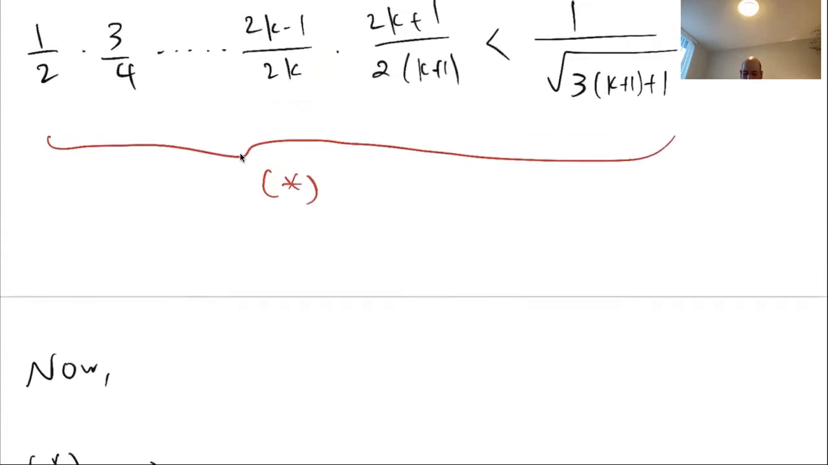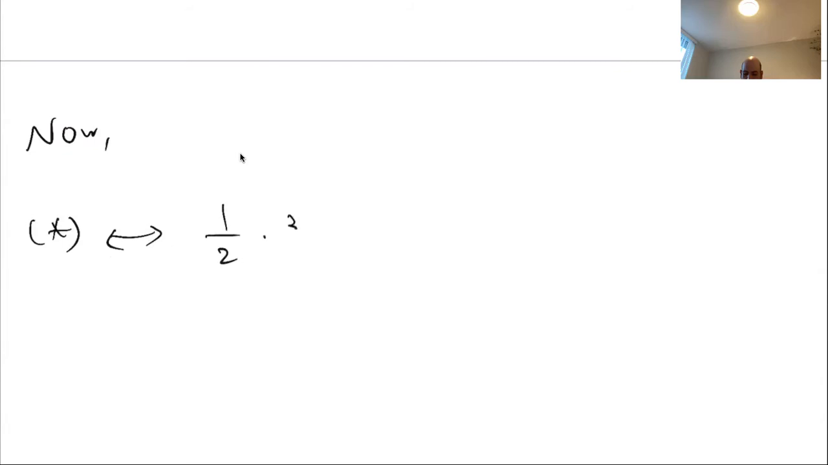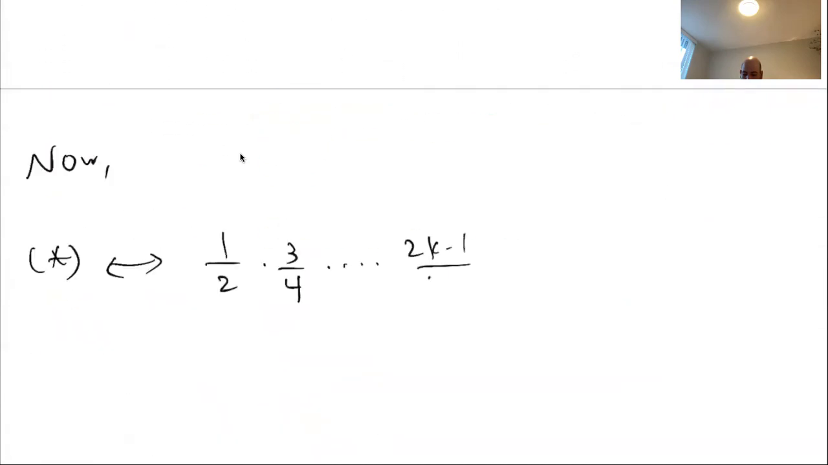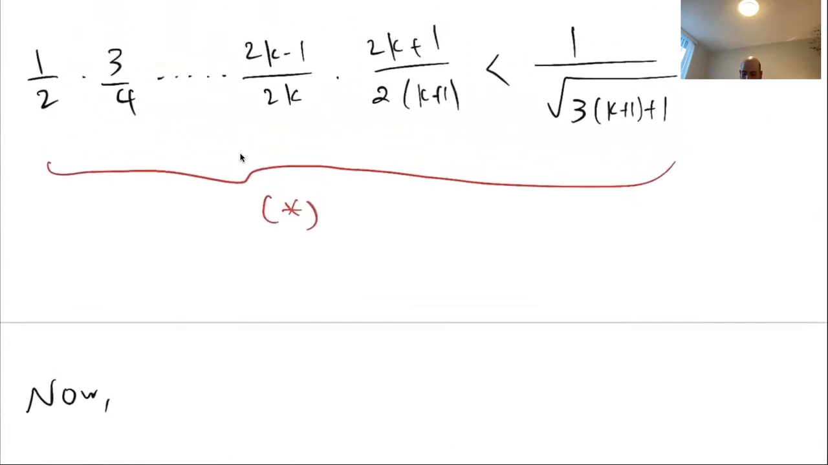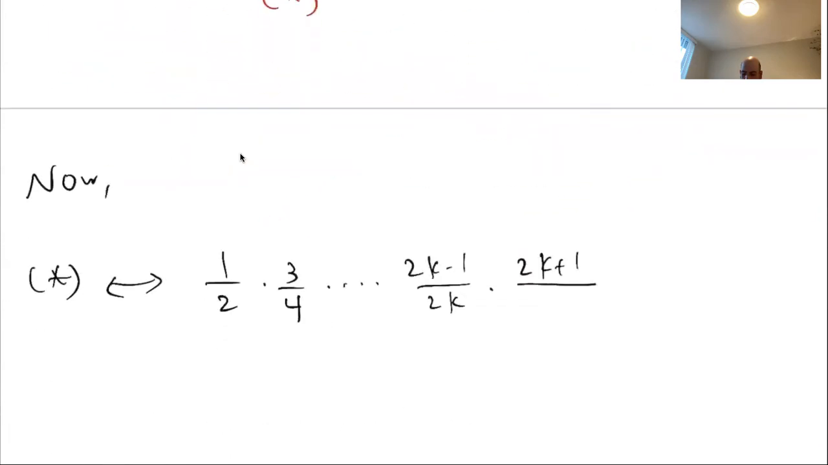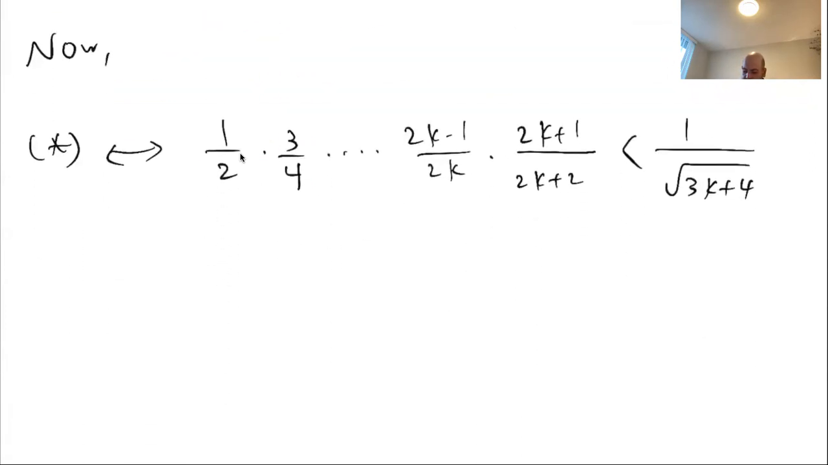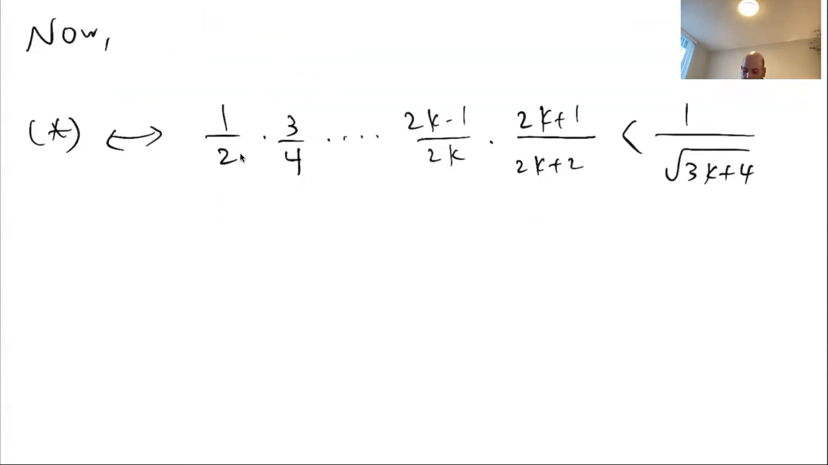So star is equivalent with saying that 1 over 2 times 3 over 4 times 2k minus 1 over 2k times 2k plus 1 over 2k plus 2 is less than 1 over root 3k plus 4. 3 times k plus 1 plus 1 is 3k plus 4. Now let's consider, let me call this one, for example, left-hand side.